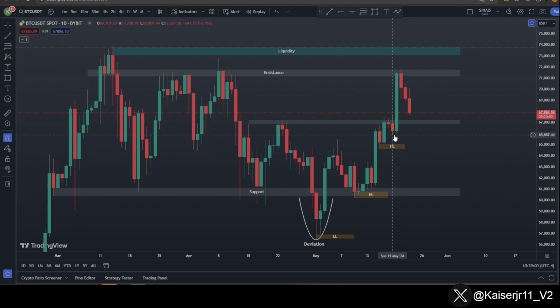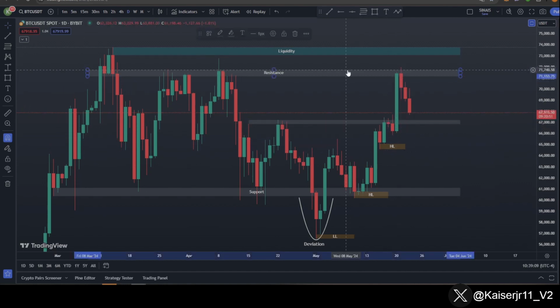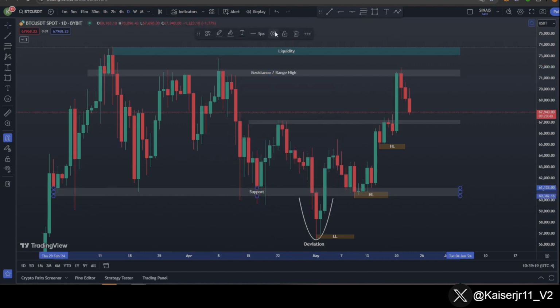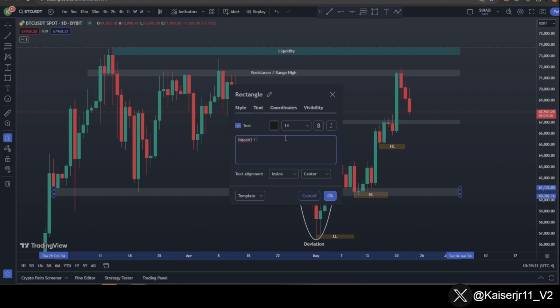And now we got a pump that breaks this resistance inside of the range. We broke this resistance, we hit range high. All right, this is the range, and this can be called range high as well. And here the support is also the range low.